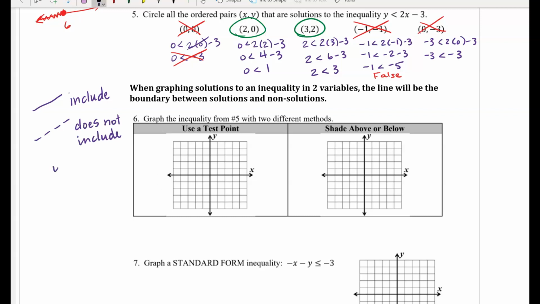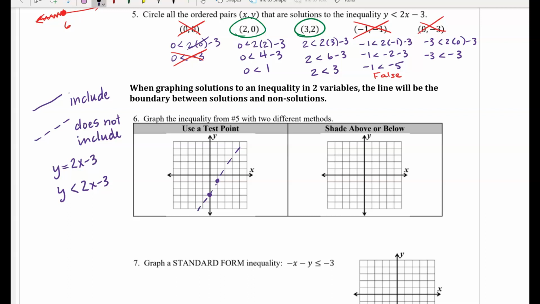To get our boundary, we're going to graph the equation y equals 2x minus 3. So we have a y-intercept at negative 3, and then we're going to count a slope of up 2 over 1. Now we do not want to include that on our inequality because we just have y is less than 2x minus 3. So we're going to dash that line instead of making it solid.